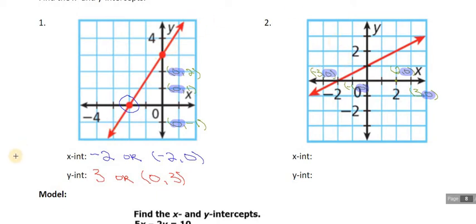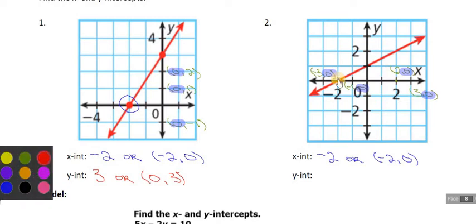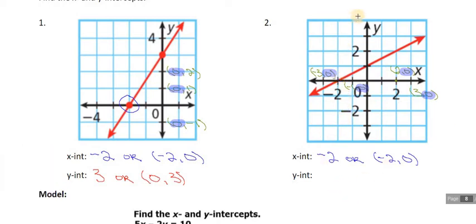If we look at number 2, where does it cross the x-axis? What is the x-intercept? Okay, so we want to locate where it crosses the x, which is right here, which is negative 2. So the x-intercept is negative 2, or the ordered pair, we need the x value to be negative 2, therefore y is 0. For our y-intercept, go to the y-axis. Where does it cross? Well, it crosses at positive 1. So the y-intercept is 1, which would be the ordered pair. We need y to be 1, so x is 0, y is 1.